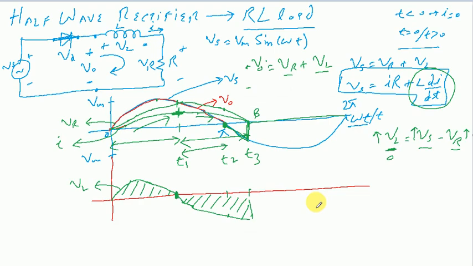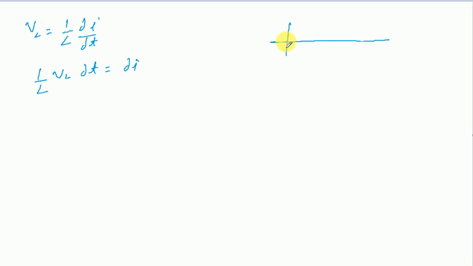Okay, a bit of mathematics. The voltage across the inductor part of the circuit is represented by this equation. If we rearrange this equation slightly, we can integrate both sides of these equations from the start up till the end point of conduction, that was T3 if you remember, for this whole cycle.